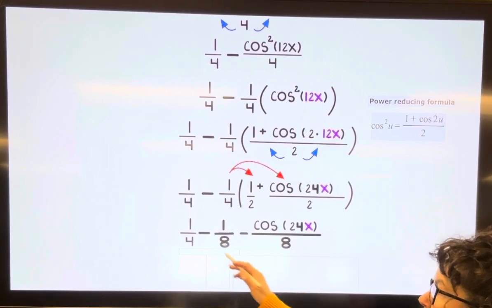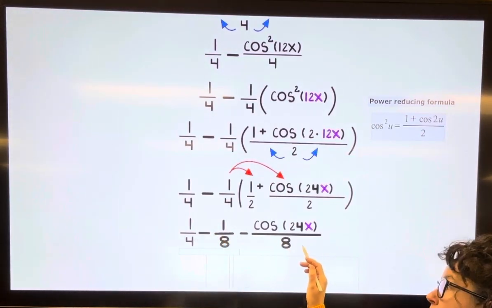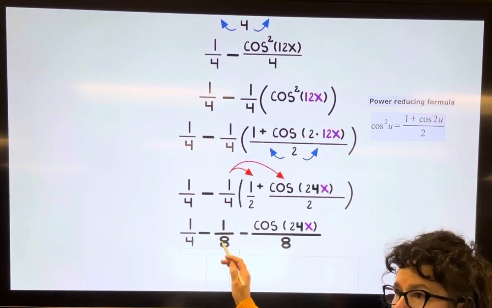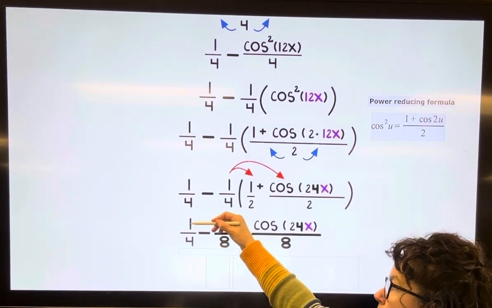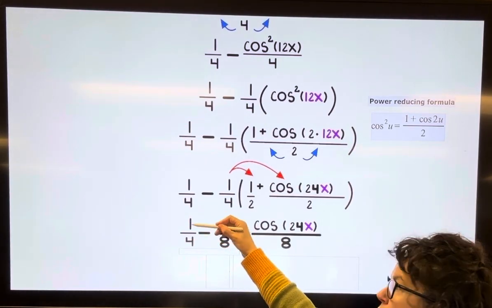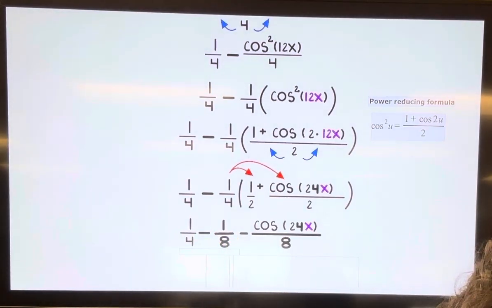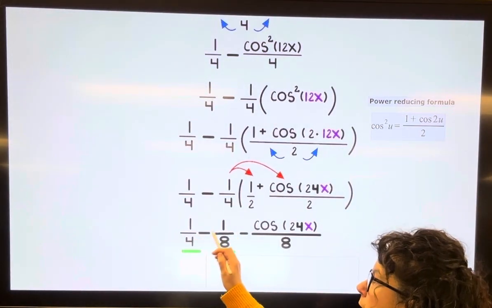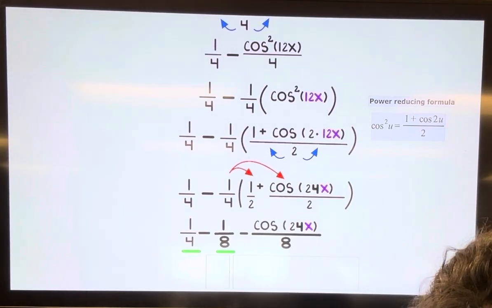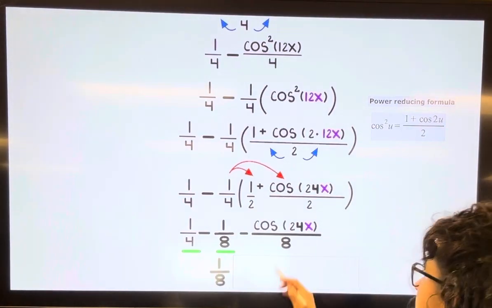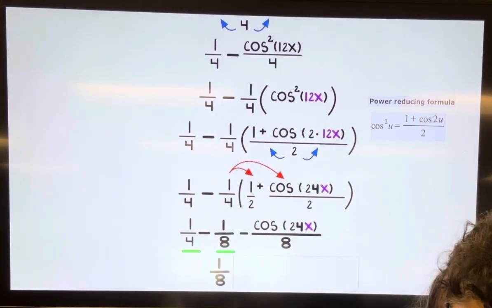And then finally, I have a fraction minus a fraction minus a fraction, and these two fractions can be combined. If I multiply top and bottom by 2, that makes that 2 over 8. So I'm going to combine these ones. 2 over 8 minus 1 over 8 is 1 over 8. And then I still have minus this fraction here.